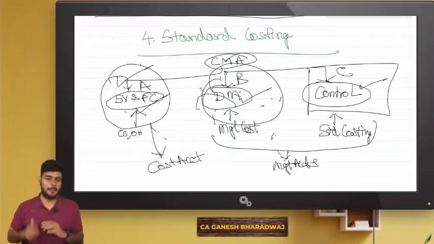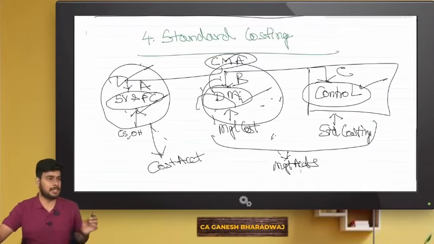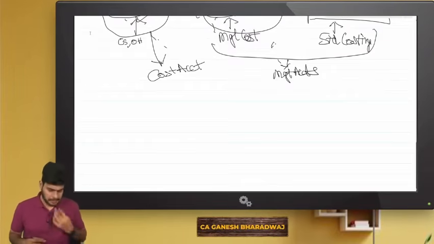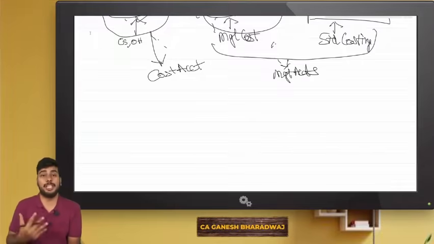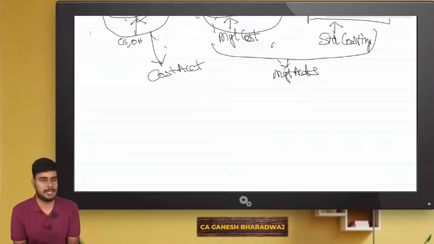Fine. So now let's get started. Now, has everyone noted this down? I hope everyone has noted this down. Fine. Now, sir, you said this chapter, standard costing, helps you achieve the objective of control. Correct? How exactly does that happen?